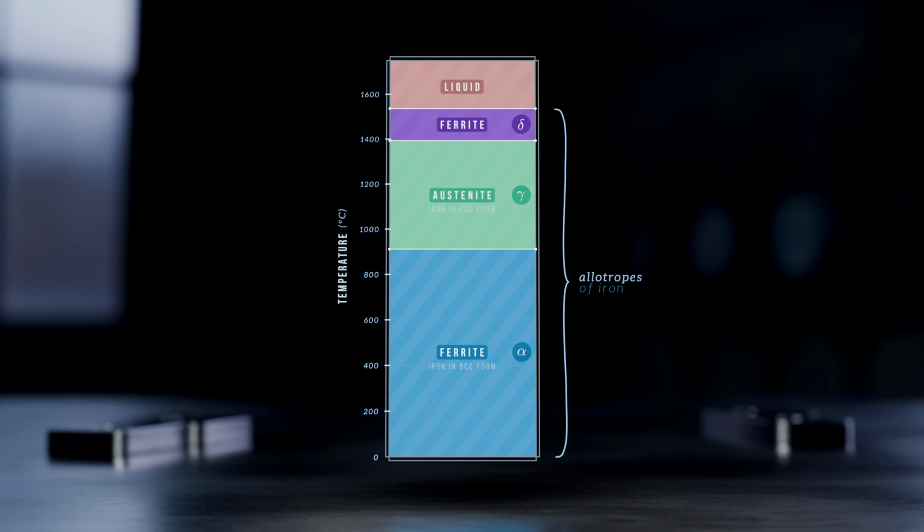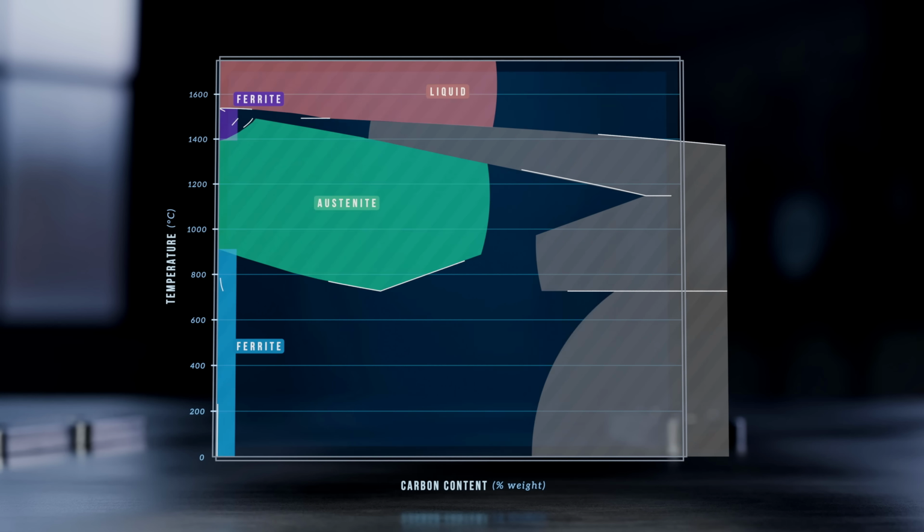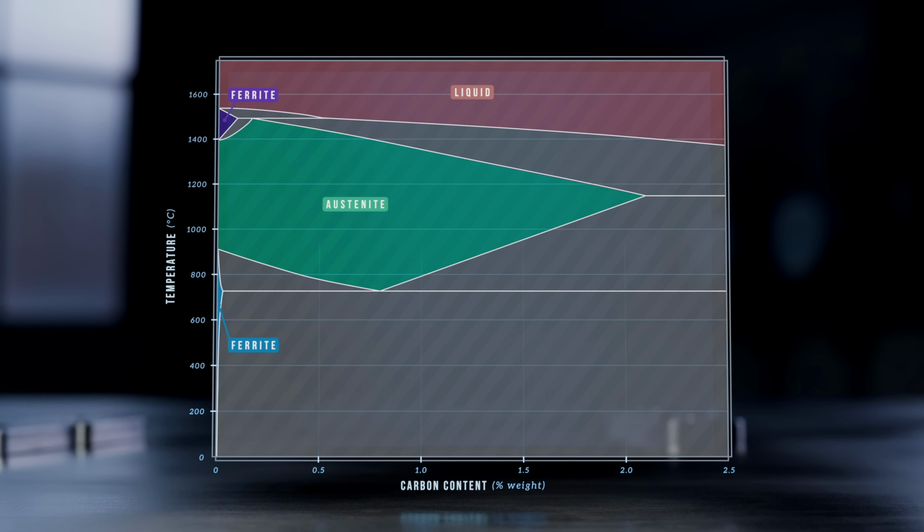Now let's see what happens when we add carbon. We can extend the diagram to show how the phases within the material change with different amounts of carbon. This is the phase diagram for iron-carbon alloys. The amount of carbon in the alloy affects the transformation temperatures, but it also introduces new phases.